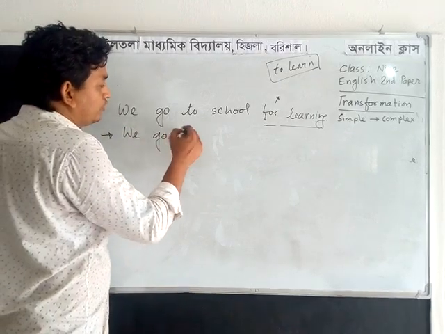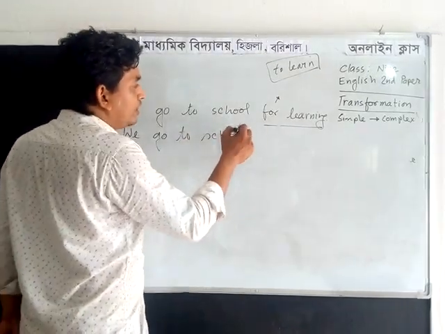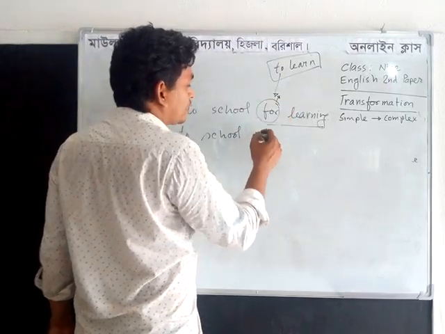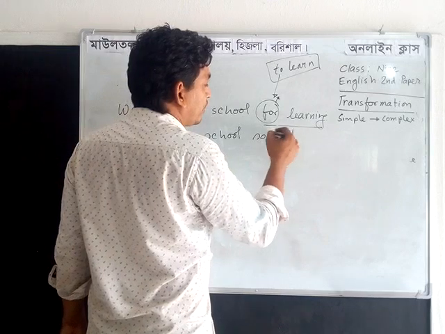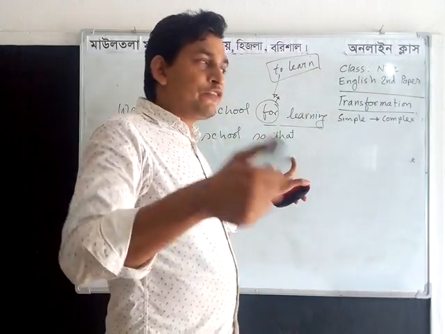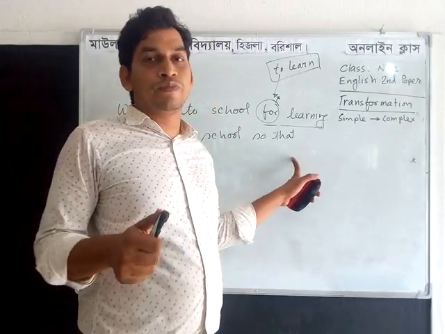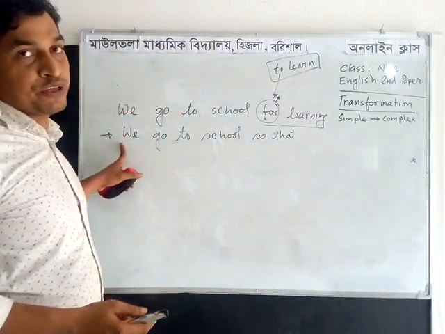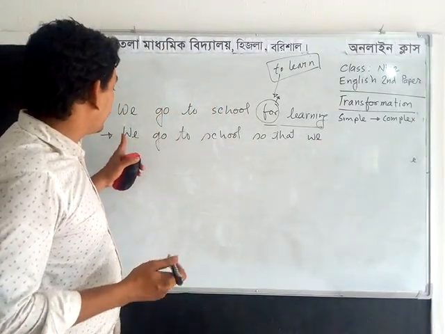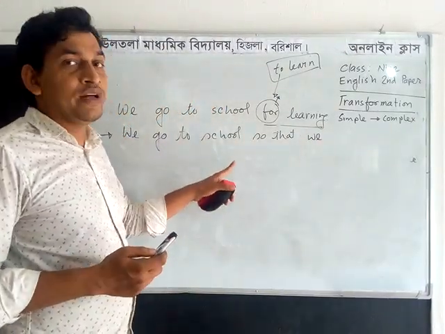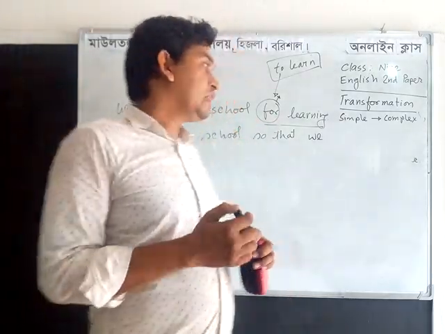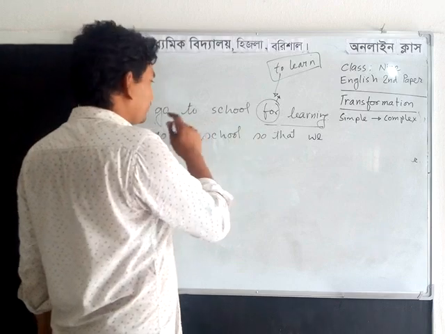We go to school. As there is for and it is used instead of to, we can write so that. That's why we go to school so that. After so that, we know we have to use a subject. So what is the subject here? The subject is we. So we have to write here we. That's why we can say that we go to school so that we, and after using we, we have to use modal auxiliaries. That's why we have to use here can.